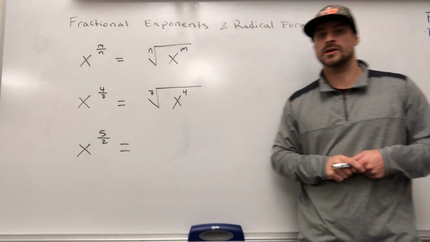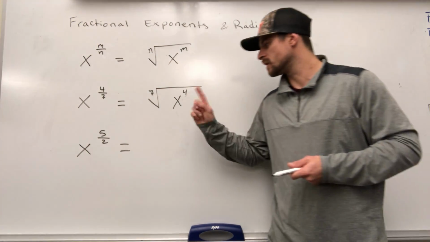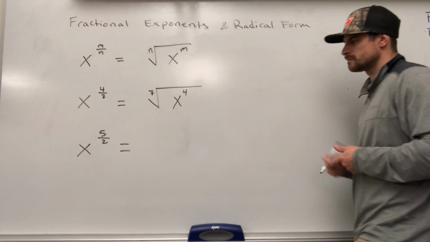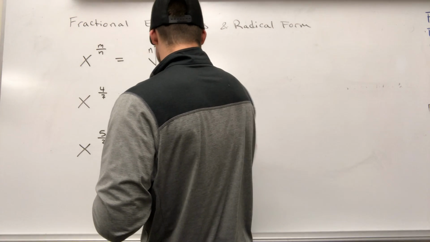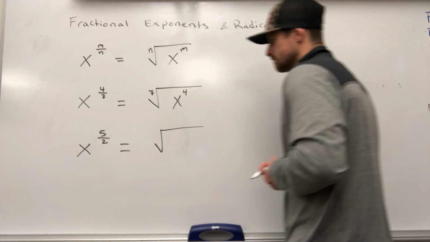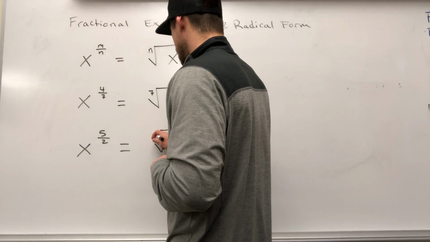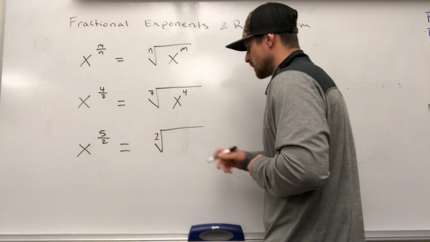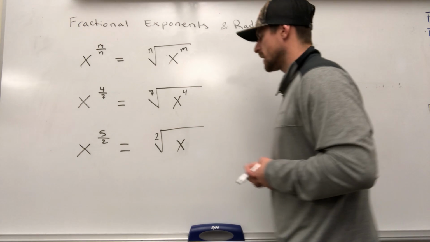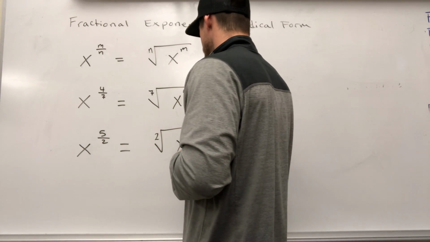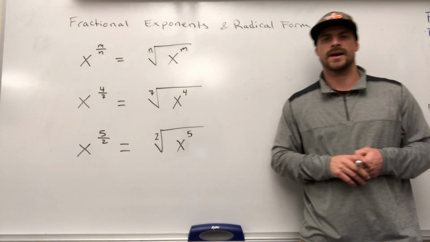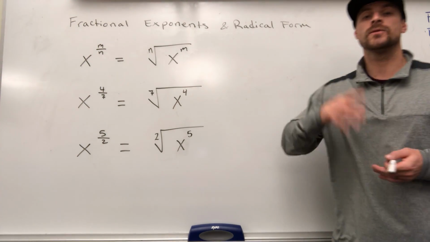All right, try this last one on your own. Pause the video right here, write it down, see if you and I get the same result. Draw the radical. On the outside goes the numerator, or excuse me, denominator. Put x on the inside, and your exponent would be the numerator of that fraction. Okay? Hopefully this makes sense.